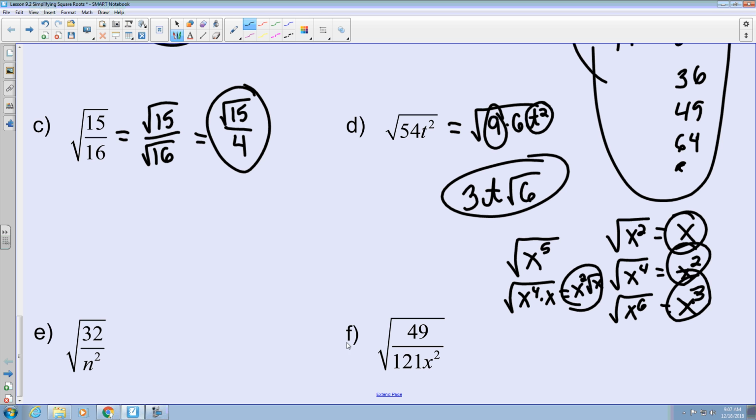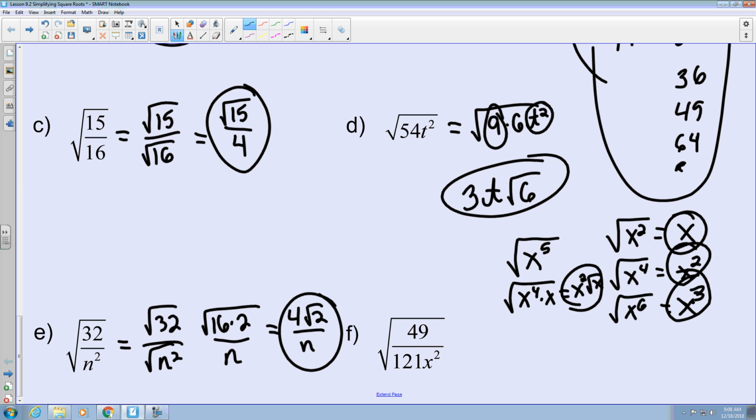Looking at these examples here, I can write this as the square root of 32 divided by the square root of n squared. N squared is a variable, so it'll just be n to the first power down here. In the numerator, there are actually two ways to write it, but I'm going to write it the simplest way. So it's 16 times 2, and then I can write this as 4 times the square root of 2, all divided by n.